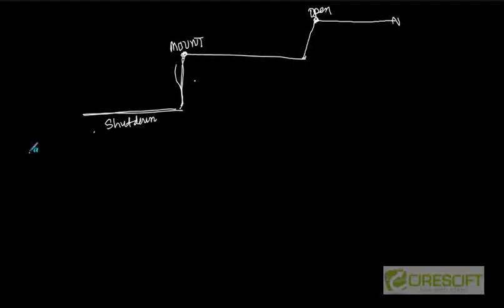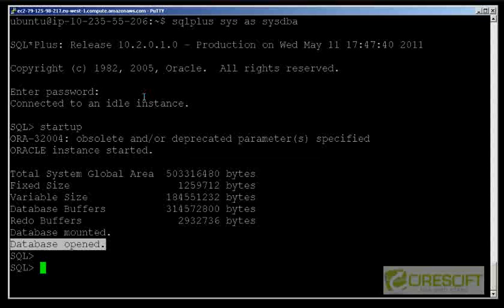By giving the startup command, we can do everything at once. But it is also necessary, and useful in certain cases, that we want to stay in an intermediate position. We just start the instance, we do not mount and we do not open the database. In that case, let me first shut down this database so that I can show you the other examples.